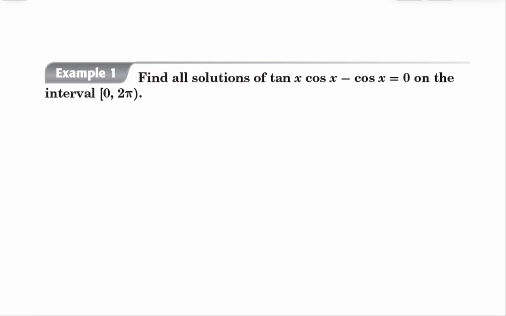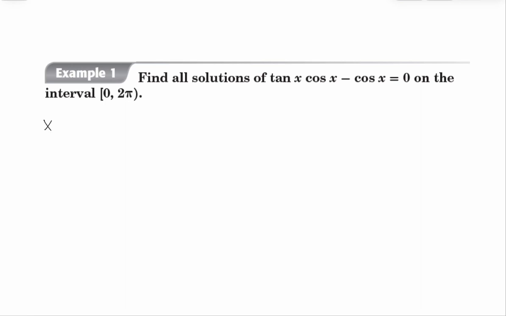So if you see something like this, it says find all solutions of the tangent of x cosine of x minus the cosine of x equals 0 on the interval from 0 to 2 pi. So most of these, you're going to see that notation. That just means one loop around the unit circle. What are the answers that will make this work? So that's all that says. This is just kind of, hey, look at the unit circle. What are your answers? Now I'm going to show you a few different ways.